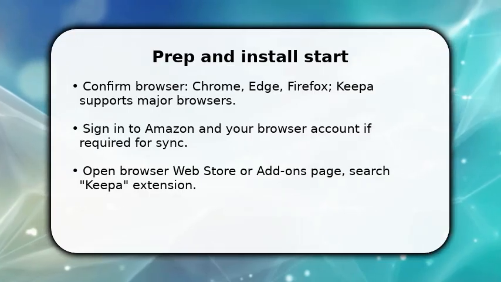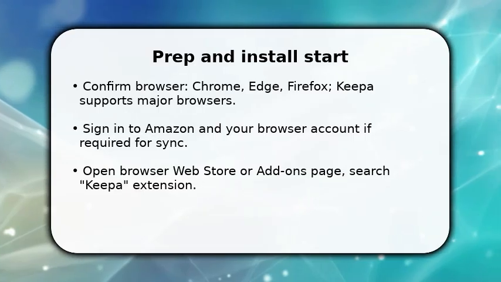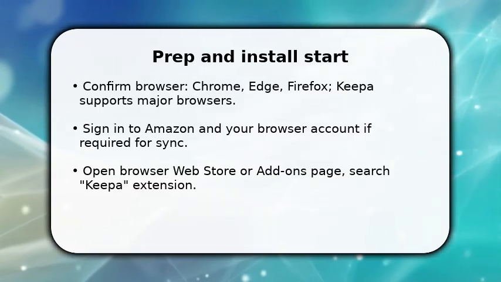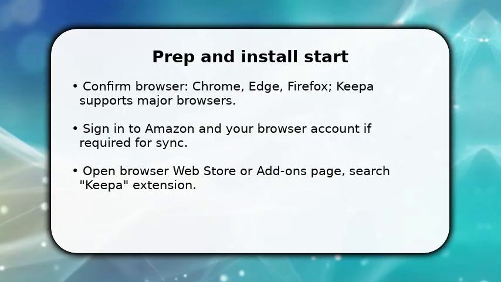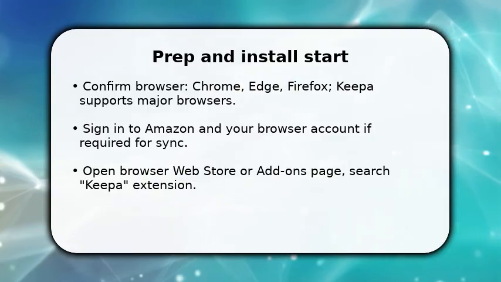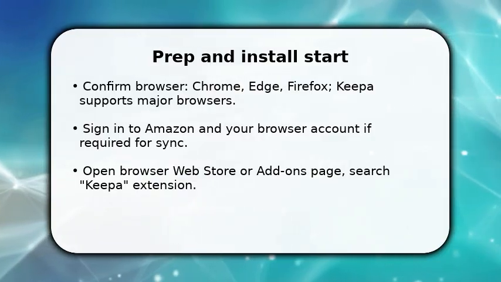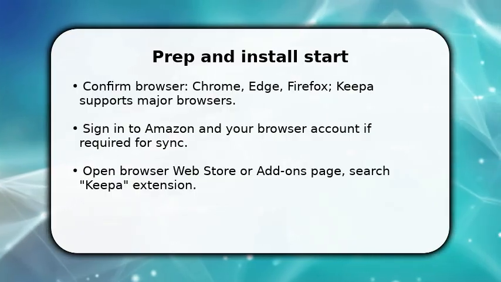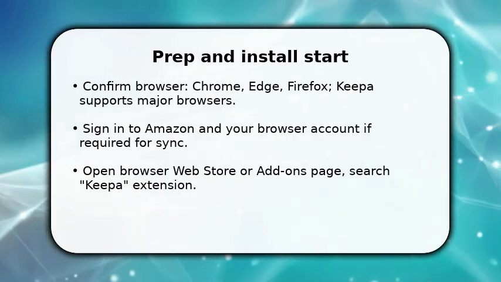You begin by verifying your browser and Amazon sign-in because Keepa overlays product pages and needs the right environment. Once done, open your browser's extension store and search for Keepa. Type the exact name to avoid clones. Make sure you're signed into the browser so settings sync, and review permissions quickly.